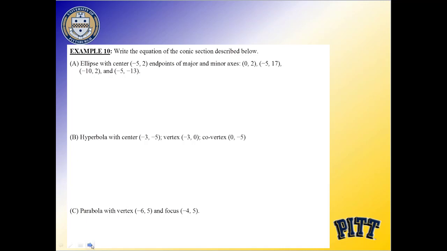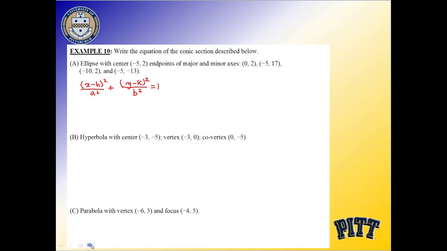So, as I said, since these are endpoints of the major and minor axis, that's going to help me figure out what my A and B points are. And if I have those, that's going to help me get everything I need to write the equation of my ellipse here. So let's go to it. First, I'm going to start with this. That's the format I'm going to be following, because that's the standard form equation of an ellipse.